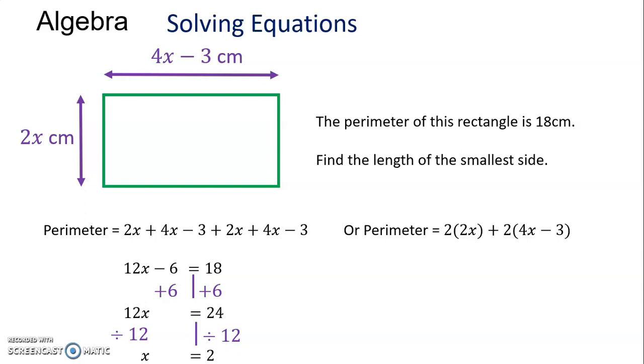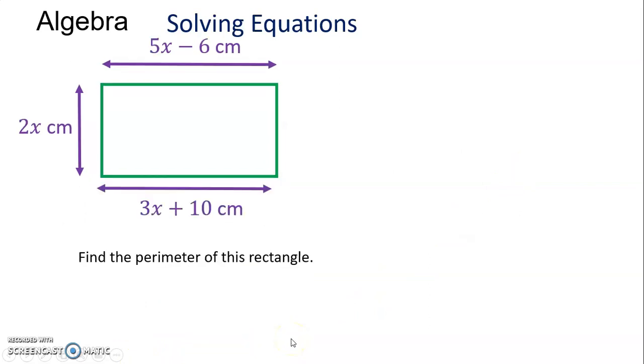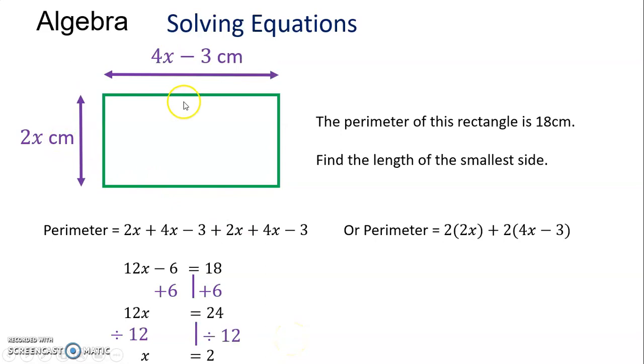So I have an answer for x, but that actually isn't the answer to the question, because the question was find the length of the smallest side. So I'm now going to use my value for x and substitute it in, so that I've got 2 times by x, 2 times by 2 in other words, which is 4 centimetres. So the answer to my question is going to be 4 centimetres is the length of the smallest side.